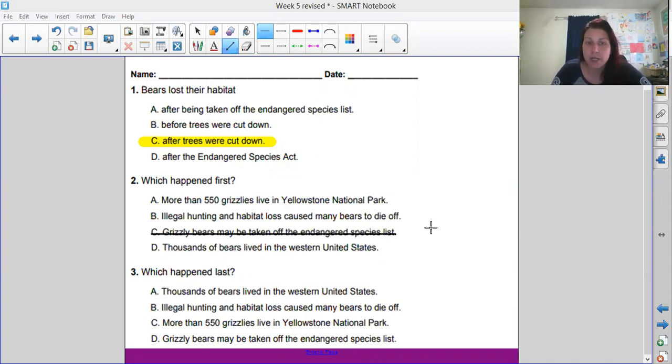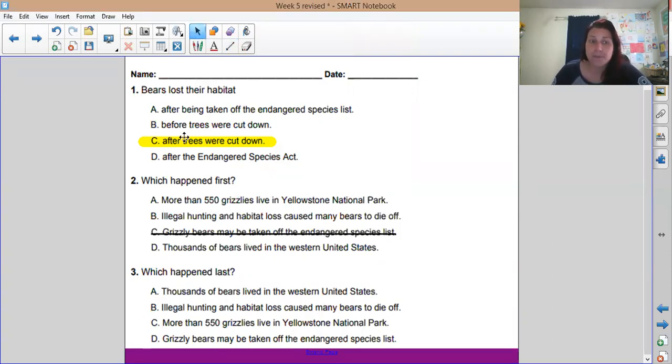We did eliminate one answer. Remember we talked about this, elimination. So you can cross them off on your own. I'm not going to do everyone for you, but at least we know that they have not been taken off any list as of yet, so that can't be part of it. Then we can go back and look in the story. So more than 500 grizzlies live in Yellowstone National Park. Illegal hunting and habitat loss caused many bears to die off, or thousands of bears lived in the western United States. So let's use some tactics here to help us analyze our answers.